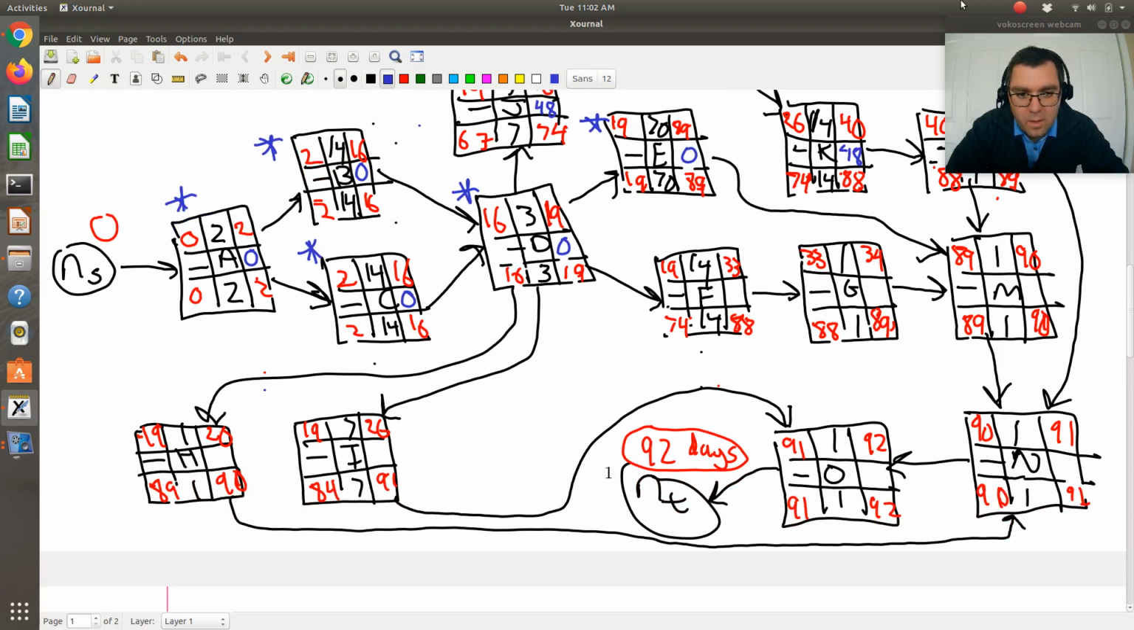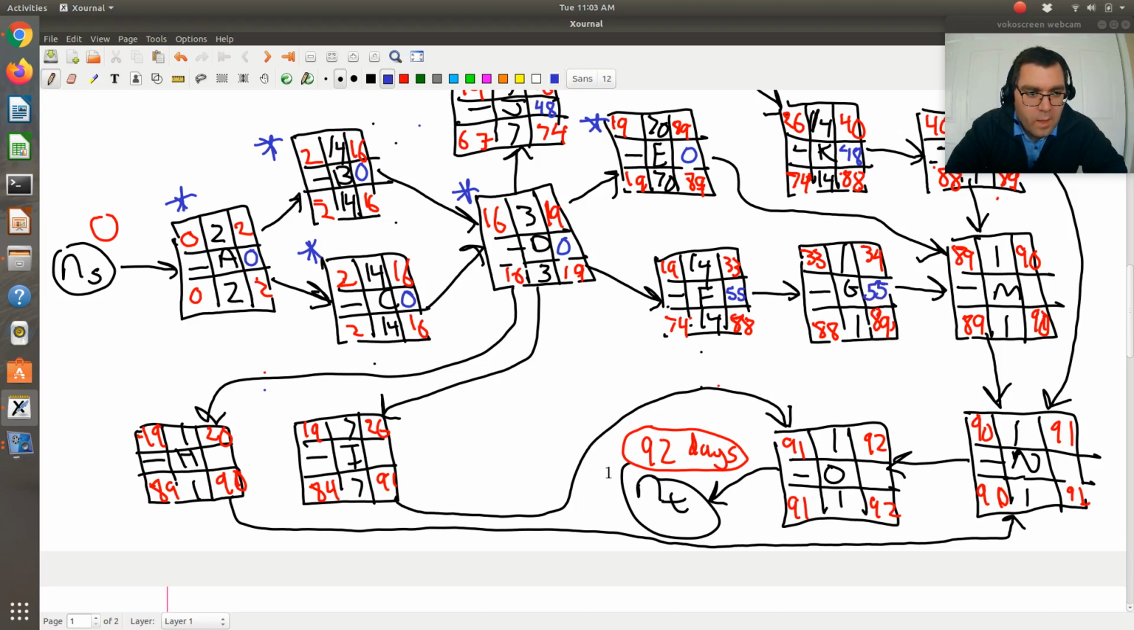F, so now we're going to be even bigger, right? Earliest possible start time is 19. Latest possible start time is 74. Okay, so that's going to be 55, right? Yeah, 55. So this has a float of 55. G, 33 to 88. 34 to 89, so 33 to 88, again, it's 55, so it's the same float as F.